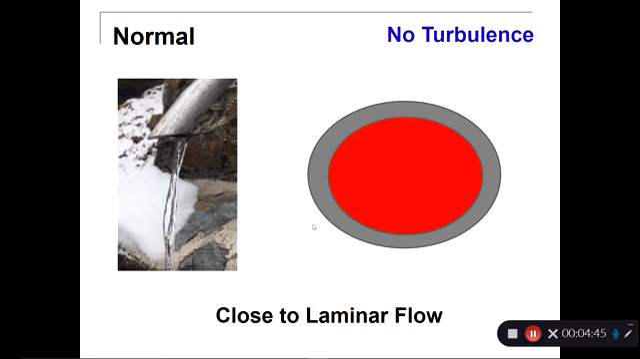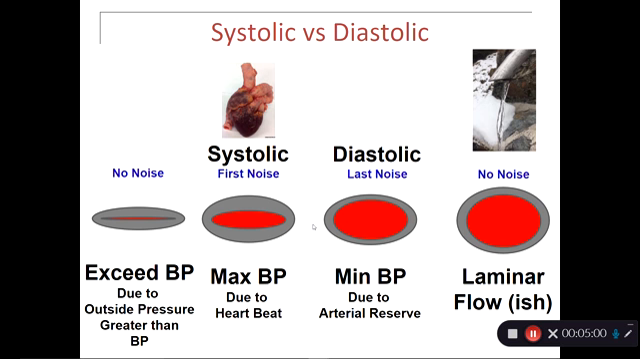Systolic is the first max pressure that's able to push open past the blood pressure cuff, your sphygmomanometer. And diastolic is the last time that you actually have some type of resistance against the walls that would cause turbulence. So systolic, diastolic. Systolic is the first noise. Diastolic is that last noise, or the last second after that last noise. And then the nice normal flow, laminar flow, is after that.